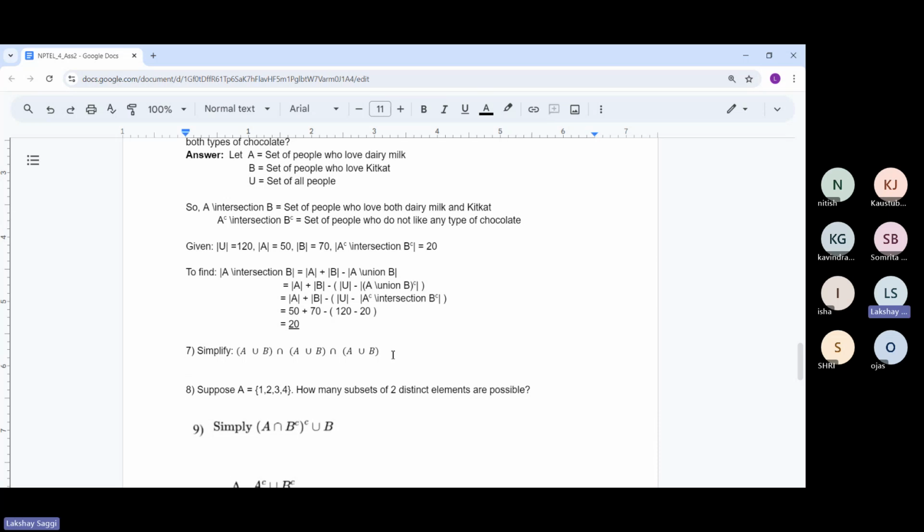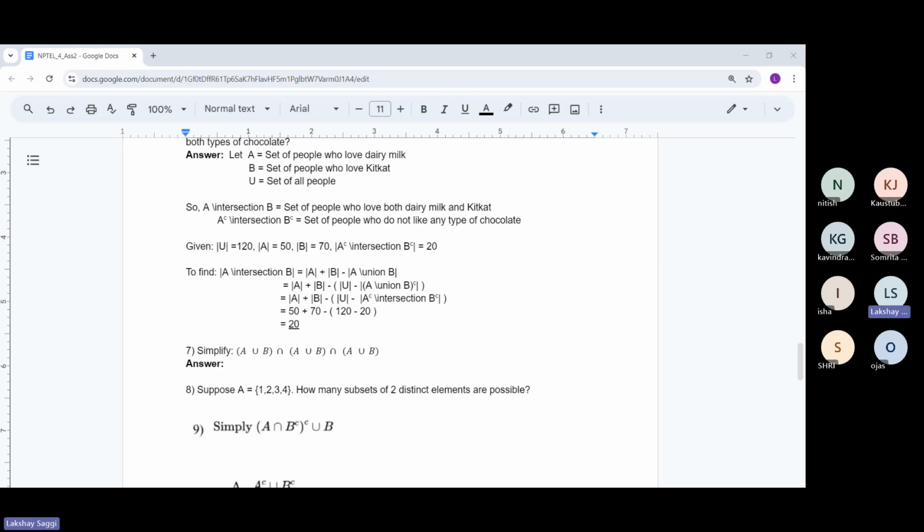If there are no doubts, we can move on to the next question. This question says: simplify (A union B) intersection (A union B) intersection (A union B). What will be the simplest form for this? Would anyone like to answer it? Okay, so we have two different answers. Ojas is saying that the answer should be the empty set, and Nitish is saying that the answer should be A union B.